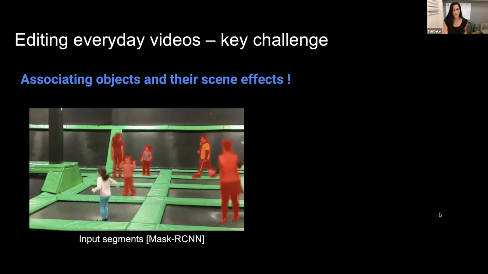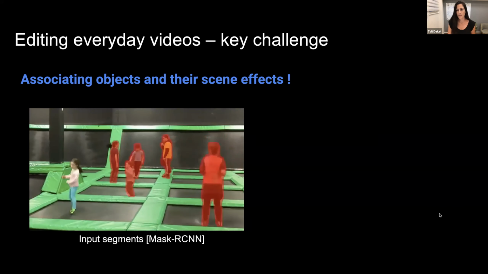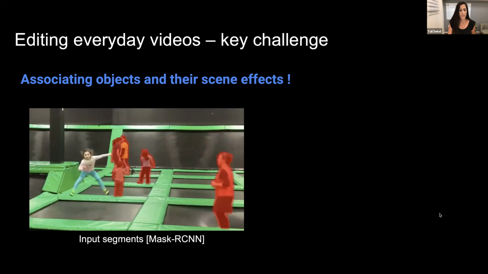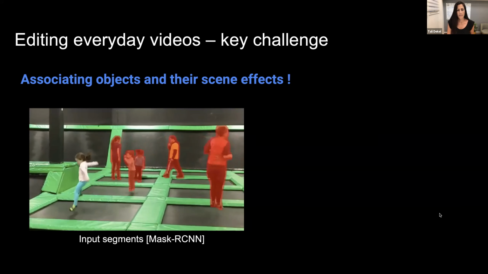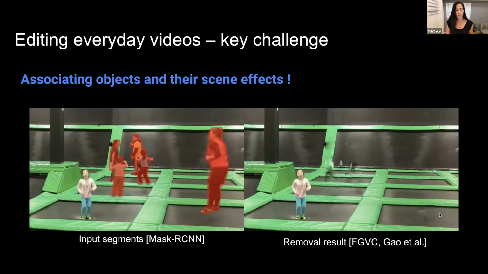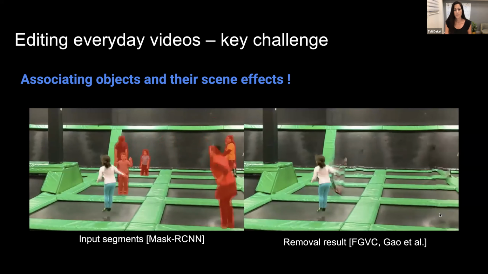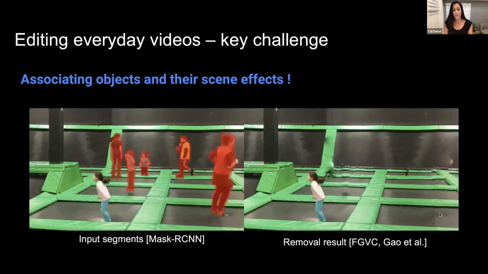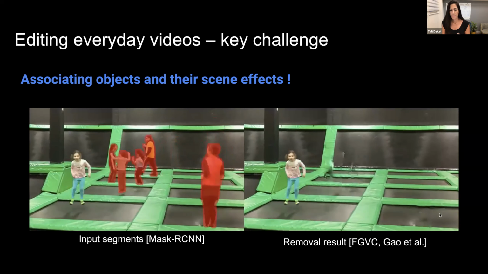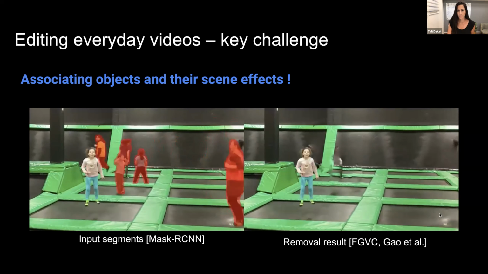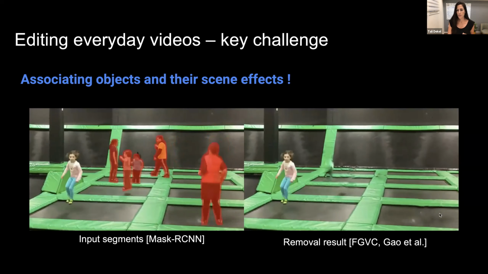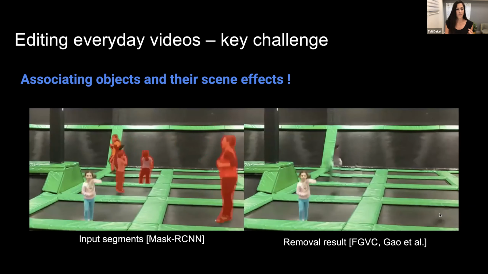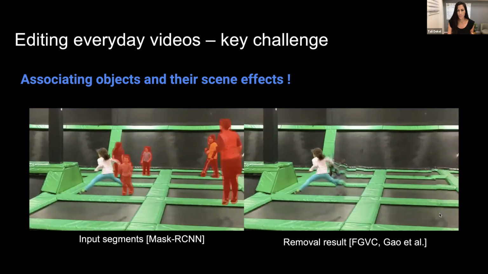So what you can see here is Mask R-CNN, a state-of-the-art segmenter, and its results on this video. But if we want to remove those people and we plug those masks into a state-of-the-art object removal algorithm, this is the result we get. Again, because we're not modeling the scene effects that the people generated in the scene. So video editing and these applications that I just showed you pose a novel research question, which I think is very beautiful.